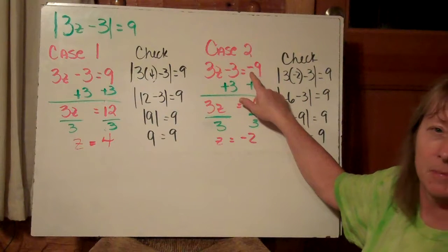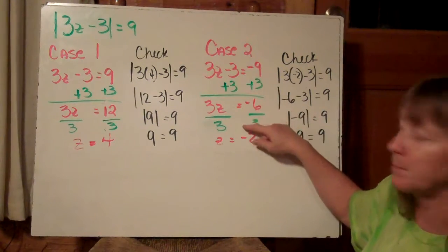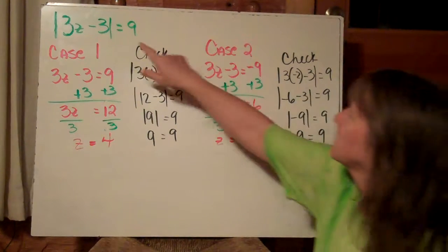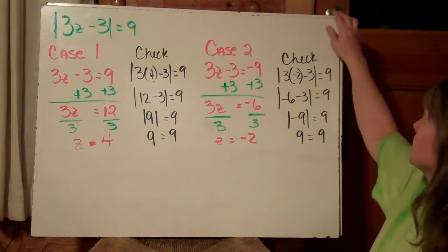Now I have to set it up as if it's -9. Once again, used to the multi-step equation, solve it out, and z equals -2. Plug it back into this original equation, and I get -9 equals 9.